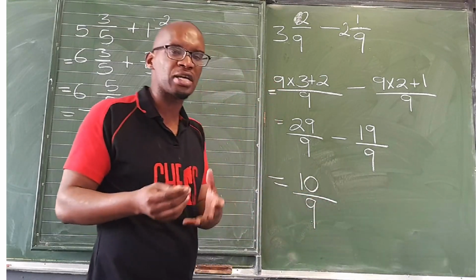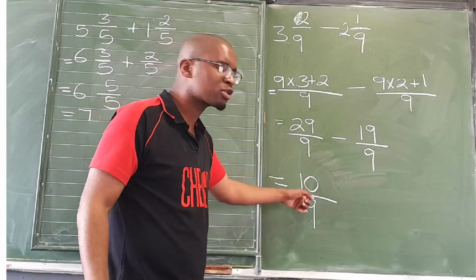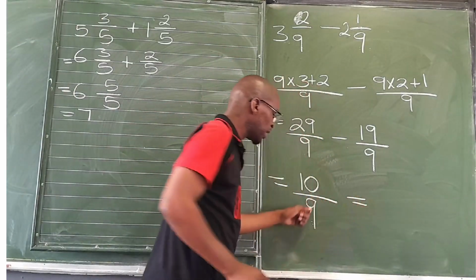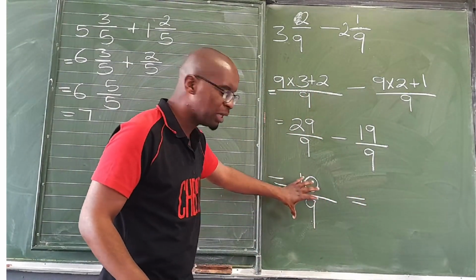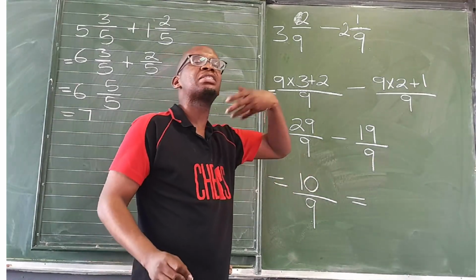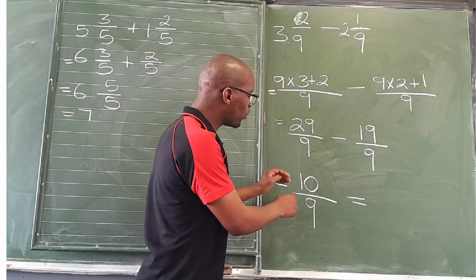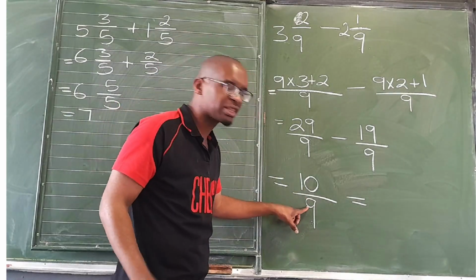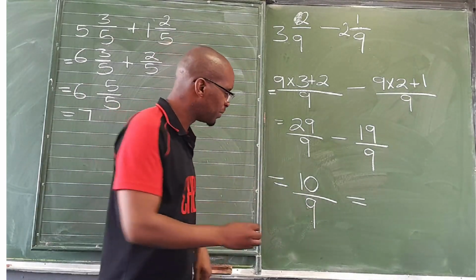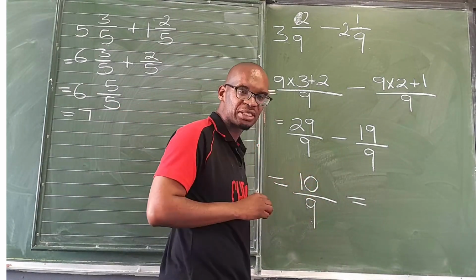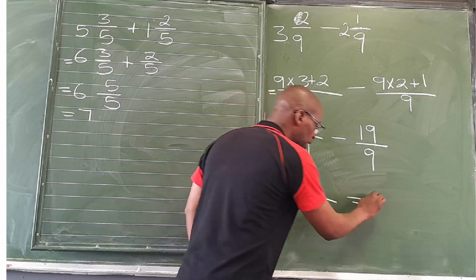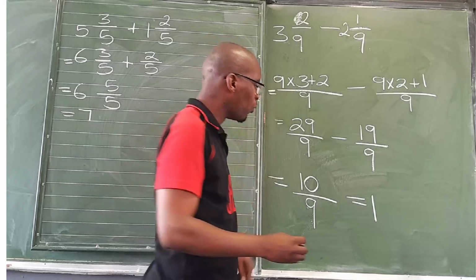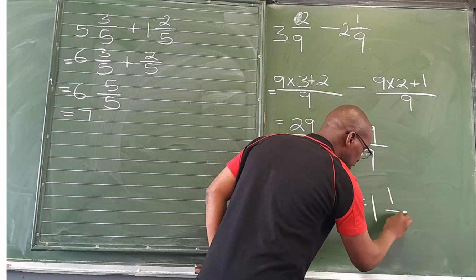So sometimes you are asked to simplify the answer, or you are asked to write the answer in simple form. So you can go and convert from an improper fraction to a mixed number again. So how do we convert from an improper fraction to a mixed number? Looking at this as an example, I can say 9 goes into 10 how many times? 9 goes into 10 once, and how many is left? You are left with 1. And the denominator stays the same.